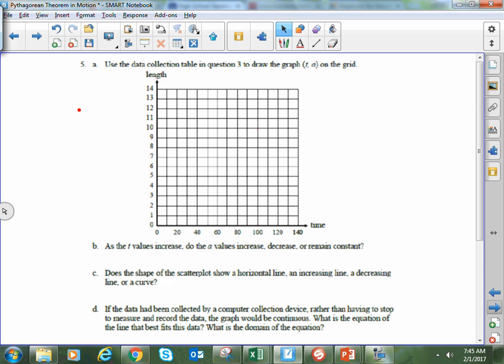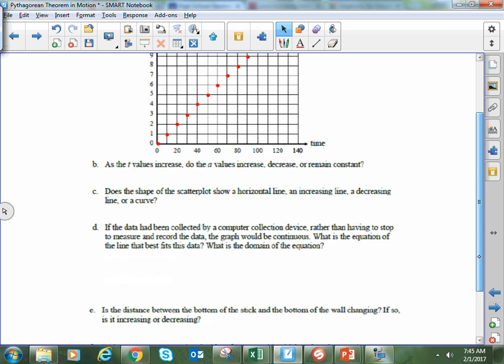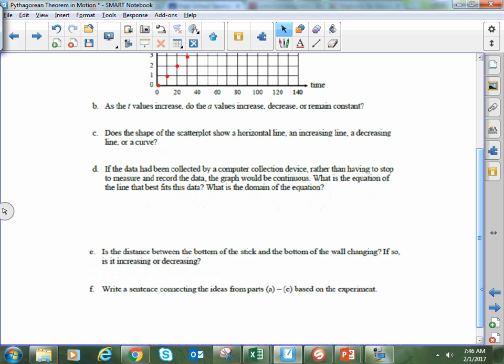Now we're looking at the data that we collected for side A of the triangle. This is the side that moves away from the wall every 10 seconds. When we plot our points from the data, we get a line that looks like this. Again, I'm not going to connect the dots because it's not a continuous set of data. We only collect data every 10 seconds, so we leave it as a scatter plot where we're not connecting the dots.